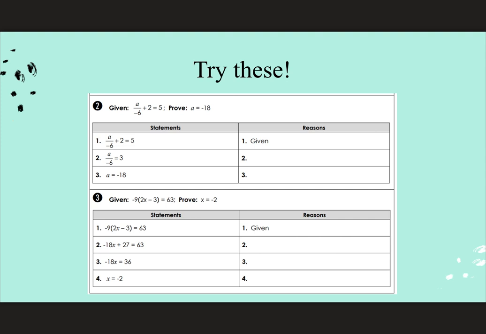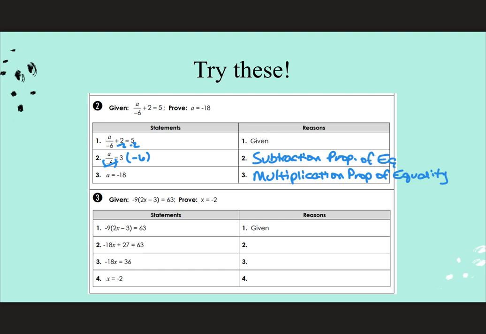So to start that, it looks like we got rid of the 2 first. So you look and see what kind of disappeared. So it looks like we subtracted 2 from both sides. So that is the subtraction property. And then from there, it looks like we're going to multiply both sides by -6. And so that is the multiplication property. And it should really be the multiplication property of equality, because it only works if you have an equal sign.